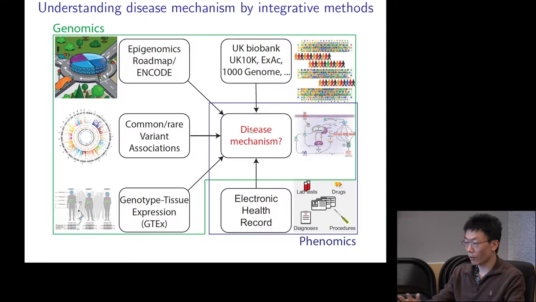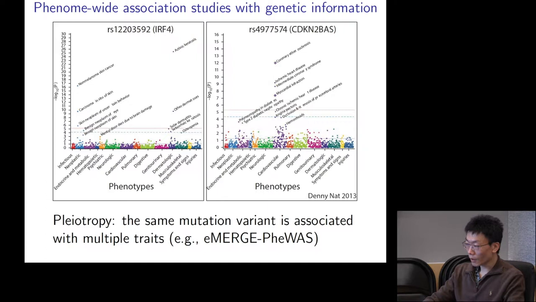If you look at a specific variant, for example this SNP, a single nucleotide polymorphism, and study its association with a whole bunch of diseases, the x-axis is different diseases and the y-axis is the negative log p-value, meaning the taller the bar, the more significant the association. You can see that one single mutation is associated with many, many diseases. I apologize, the fonts might be a little bit small.